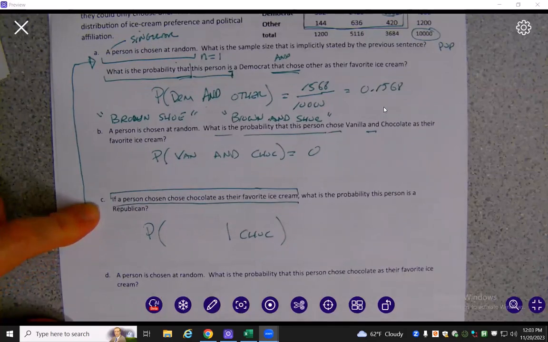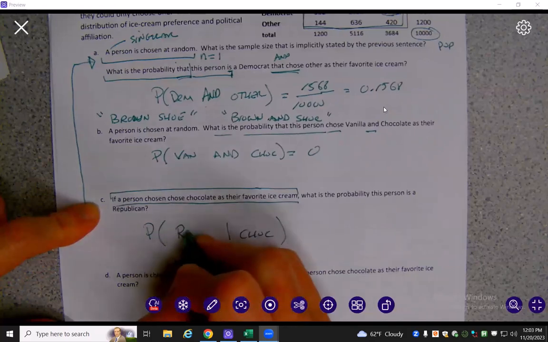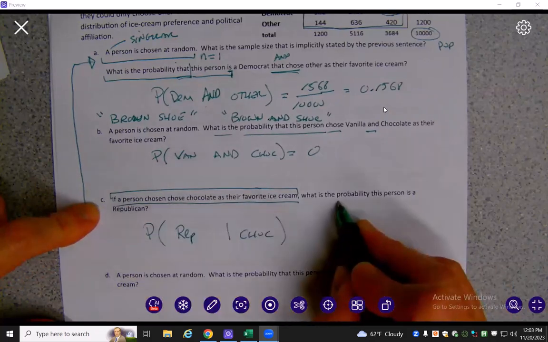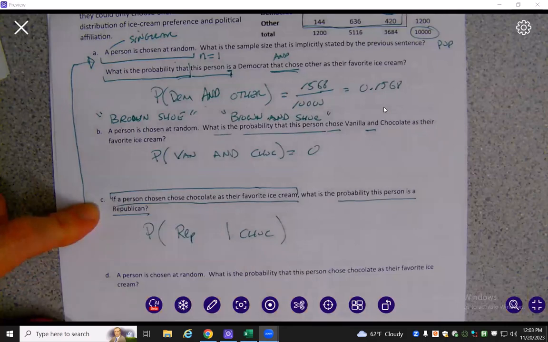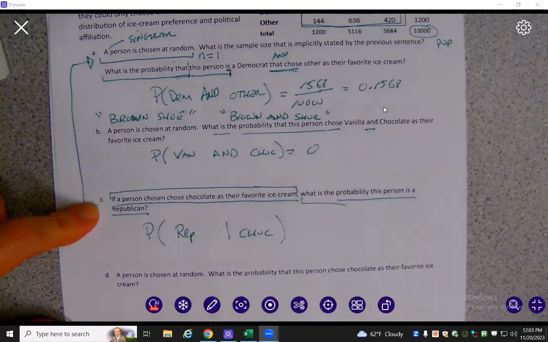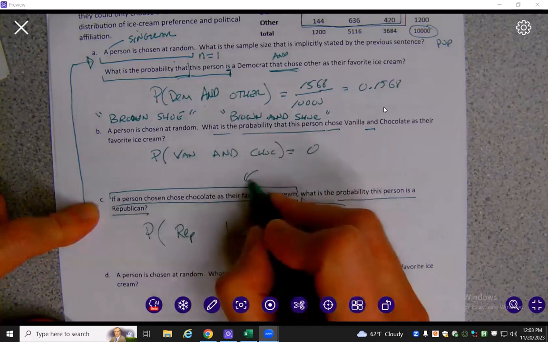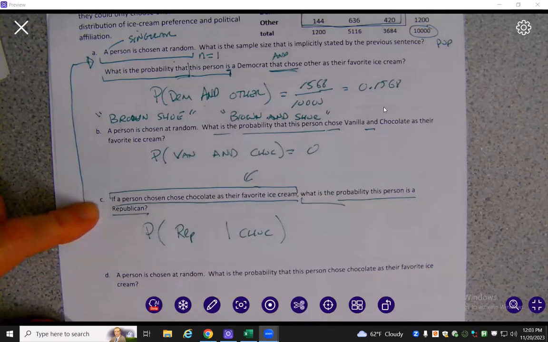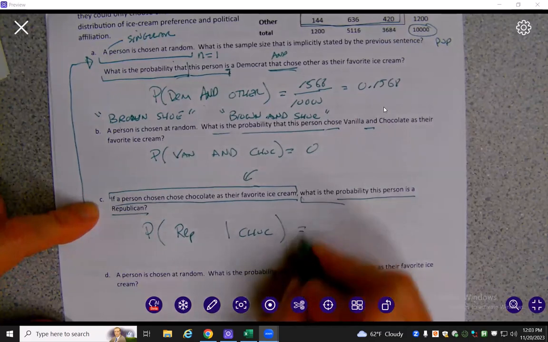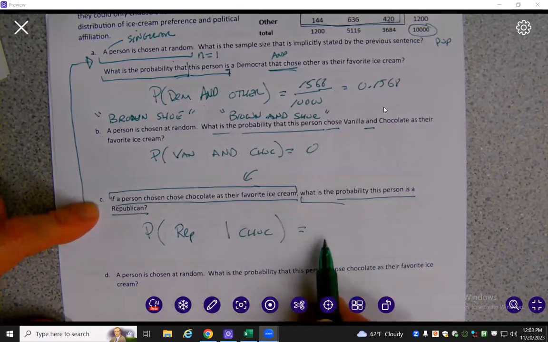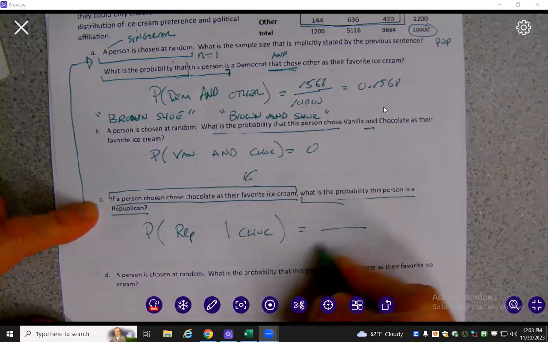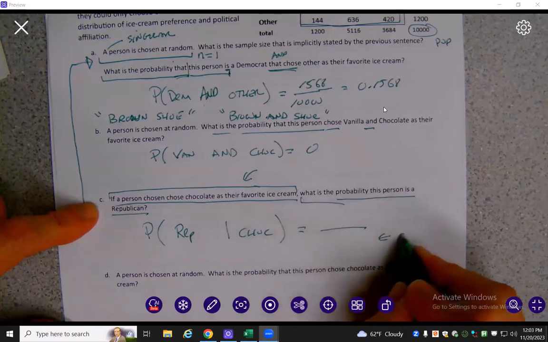So if a person chose chocolate as a favorite ice cream, what's the probability that the person is Republican? Now the question is, what is the probability this person is Republican? That's all we care about. But with a little disclosure, all we want now, the bottom is chocolate. That's all I care about, chocolate.